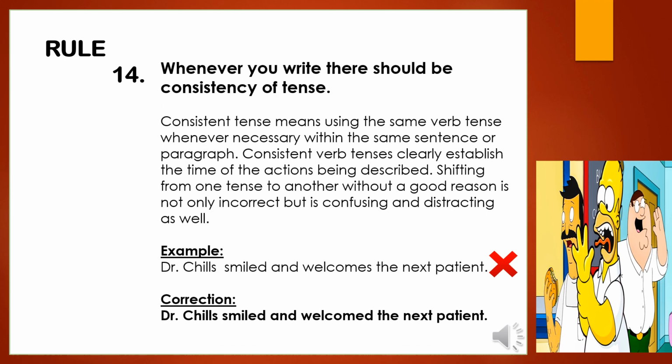Number 14. Whenever you write, there should be consistency of tense. Consistent tense means using the same verb tense whenever necessary within the same sentence or paragraph. Verb tense clearly establishes the time of the actions being described. Shifting from one tense to another without a good reason is not only incorrect, but it is confusing and distracting as well. Example, Dr. Chills smiled and welcomes the next patient.